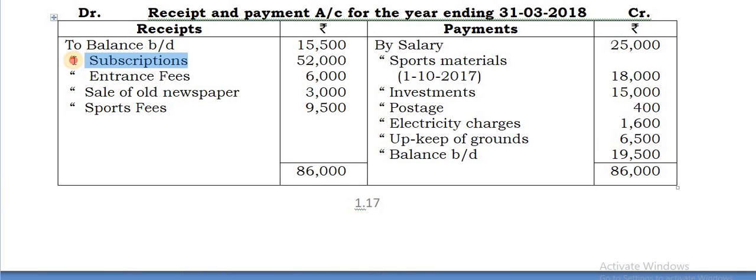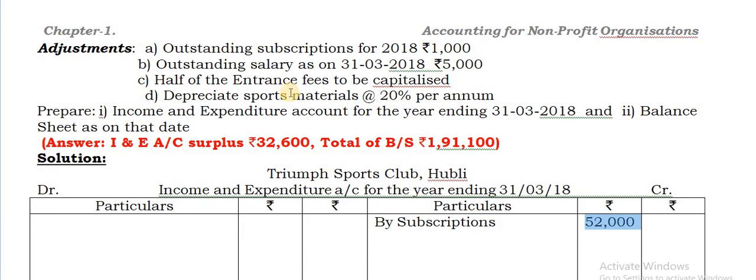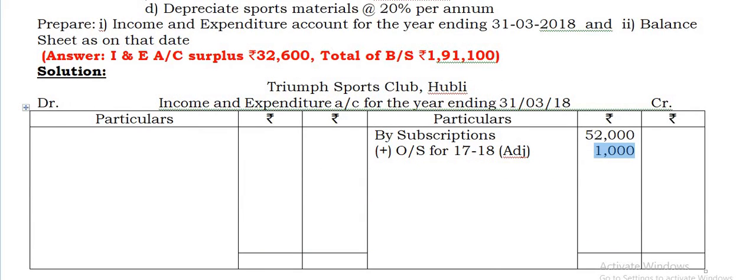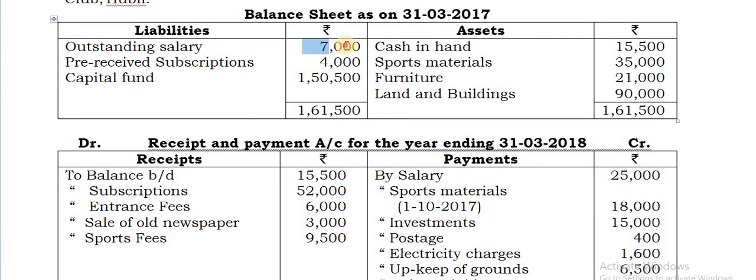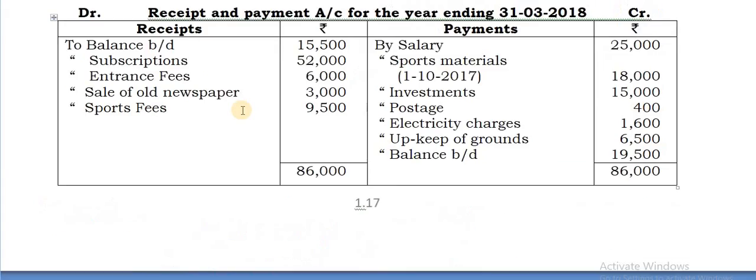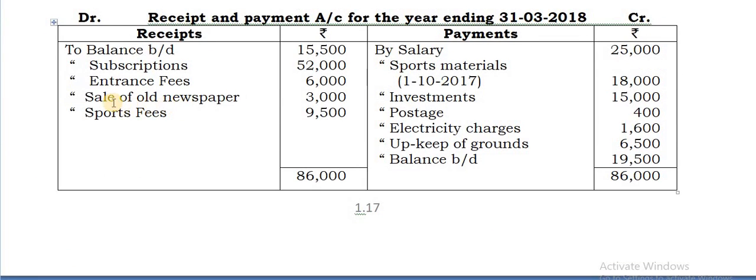Now here there is an adjustment for subscriptions, and then there is an adjustment for salary. These two have adjustments. So subscriptions: take 52,000 on the credit side. Add outstanding subscriptions for the current year. This is given in the adjustments. Add the amount given in the adjustments. So this amount is 1,000. Then again add received last year but relates to the current year. This amount, 7,000, add it. So those two, write the total in the outer column. Next, after subscriptions there is entrance fees; of this, write only half the amount. Then sale of newspapers and sports fees: no change, as it is in the outer column.